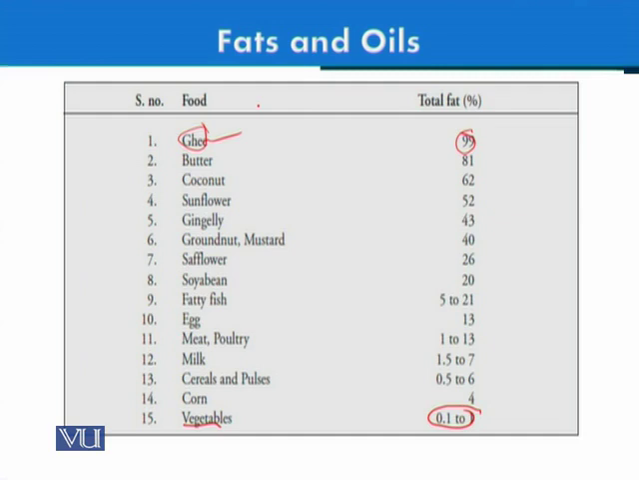On the other hand, other products like butter would have 81% of fat. So that would mean the rest of the component of butter is actually water. If you talk about coconut, it is 62% fat. Similarly, every food would have a different amount of fat present in it. Fatty fish, if you talk about, 5 to 21%. So this table actually gives us a better idea that every food doesn't have fat as a major component. It could vary from a very small amount to a very high amount in the specific food.